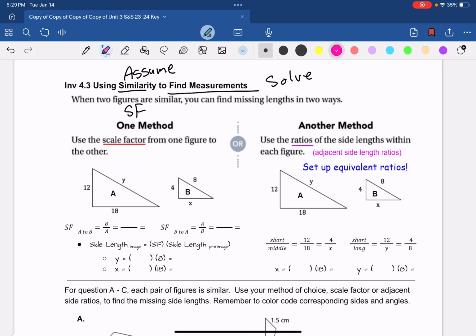So let's see here. First step for all of these problems is to color code. You can find highlighters in our class bins. So that left leg, let's just call it red. That bottom leg, let's just call it blue. They could be any color as long as they're the same one. And that diagonal, let's just call it green.